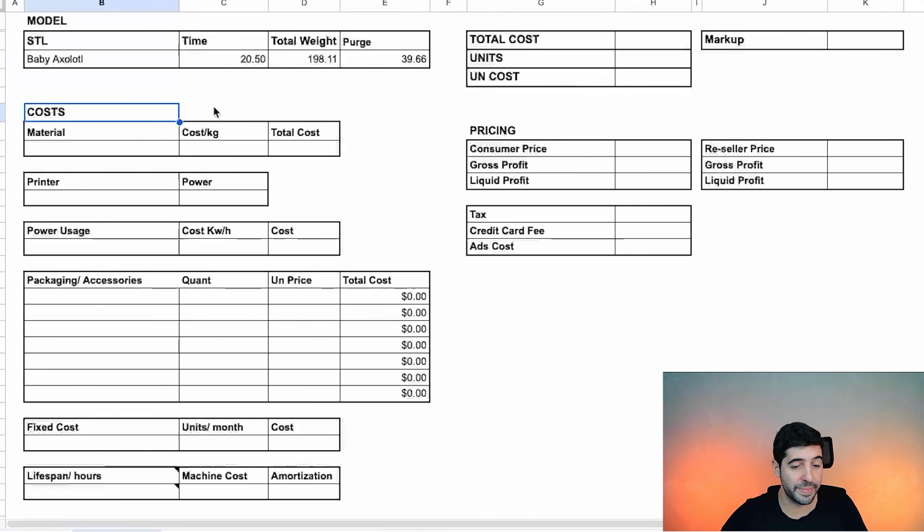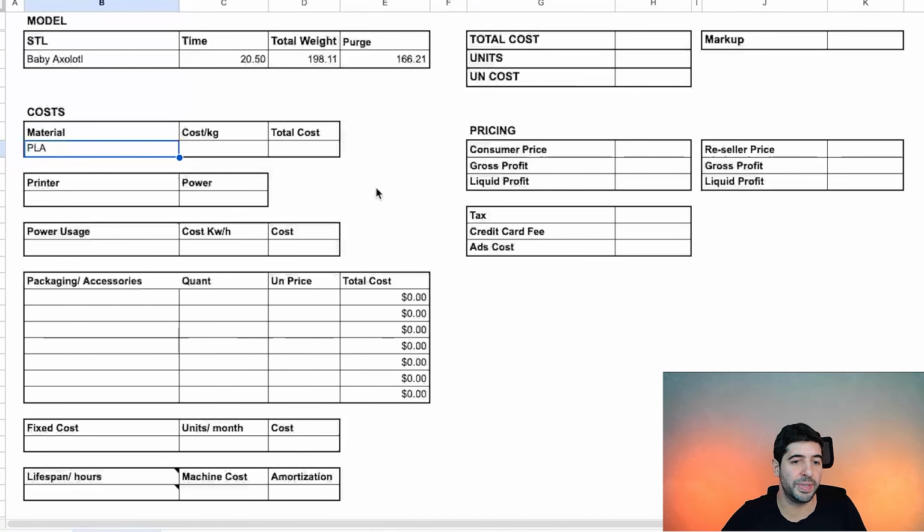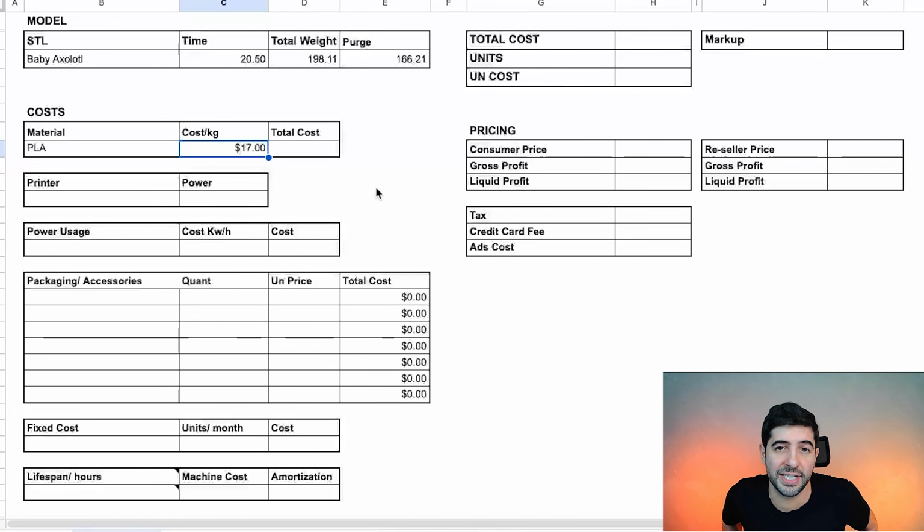All right, now let's go to the material costs. We're going to be using PLA and the cost per kilogram of that PLA. I'm putting $17. If you can get a better price than that, all right, it's up to you. You can obviously account for the cost of the kilogram plus the shipping, so you can get a total cost of filament. If you don't add the two, you might be doing a little bit of an underestimation of your costs.